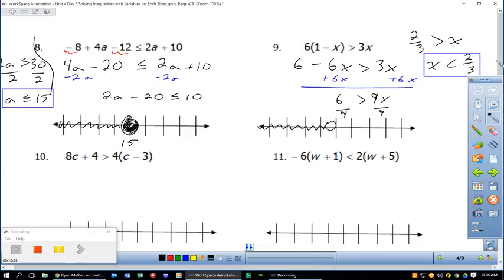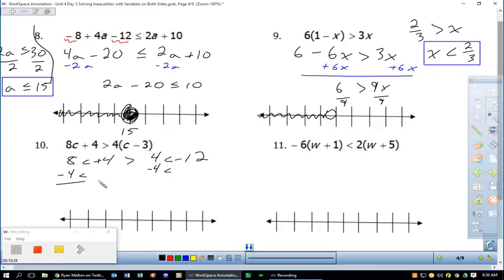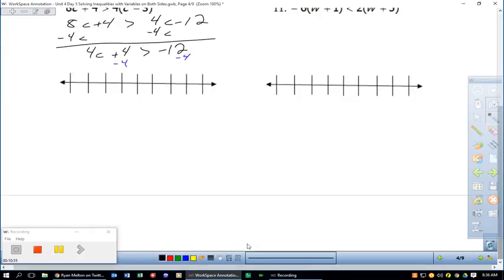Okay. Now numbers 10 and 11, we're going to distribute. So number 10 will distribute, so 8c plus 4 is greater than 4c minus 12. Okay, if we subtract 4c from both sides, we get 4c plus 4 is greater than negative 12. Okay, subtract 4. Alright, I need more space. Okay, so it's going to be 4c is greater than negative 16.